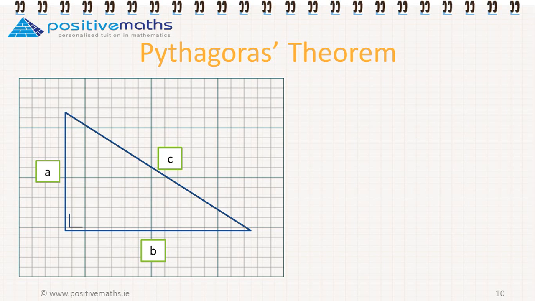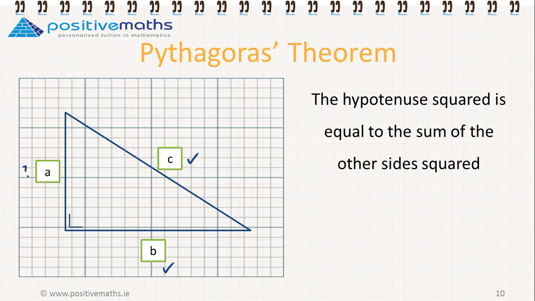We are also going to recall the theorem of Pythagoras. So we can use this theorem to find one of the missing sides if we're given two sides and we need to find another. So if we're given C and we're given B, we can use the theorem to find A. So the hypotenuse squared is equal to the sum of the other sides squared. In this case, we have A squared plus B squared equals C squared.